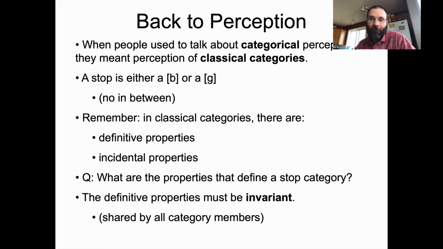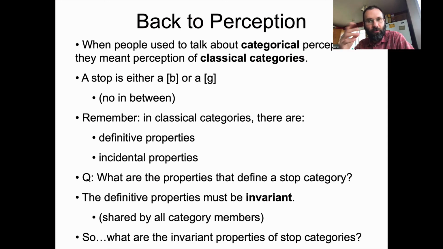acoustically, if it's easier to find articulatorily, then it's just better to define the category in articulatory terms, right? Because you want something that is consistent and common and shared by all category members. You use those properties to do the generalization work for you. So what are the invariant properties of stop categories?